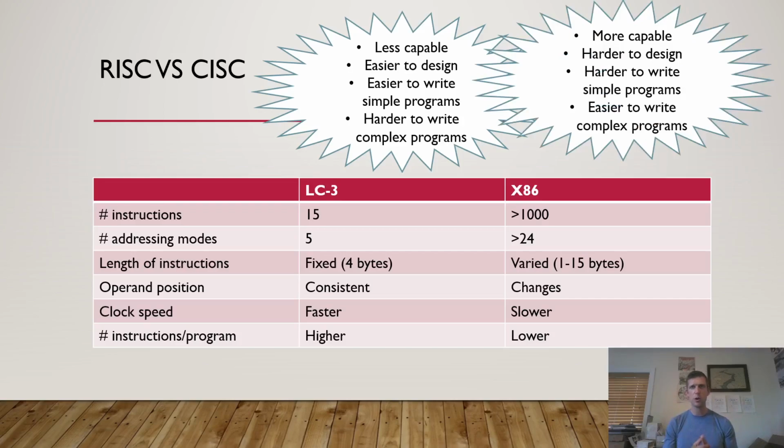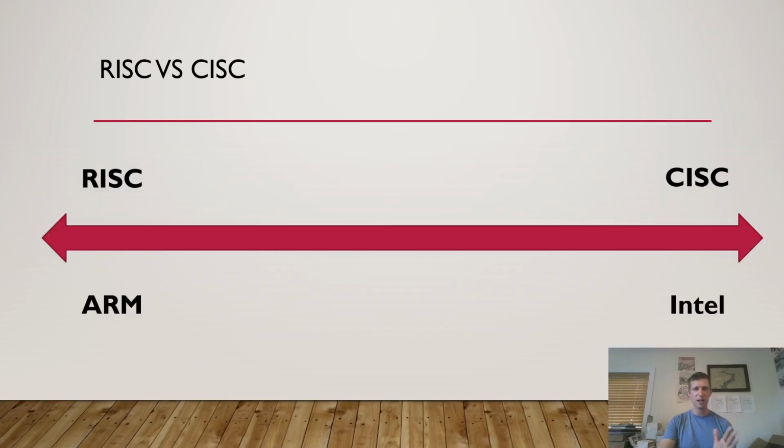Whereas for a CISC computer, much more capable, many more different instructions, but definitely harder to design. And you might say the opposite: harder to write simple programs because there's a lot that I have to hold in my head in terms of what these instructions are doing. Easier to write more complex programs because I have more tools at my disposal. Although these are generalities, right? The two classic chip manufacturers that supposedly occupy ends of this spectrum are ARM and Intel. ARM is your classic RISC-style computer. Intel, which makes x86 chips, is your classic CISC-style computer.